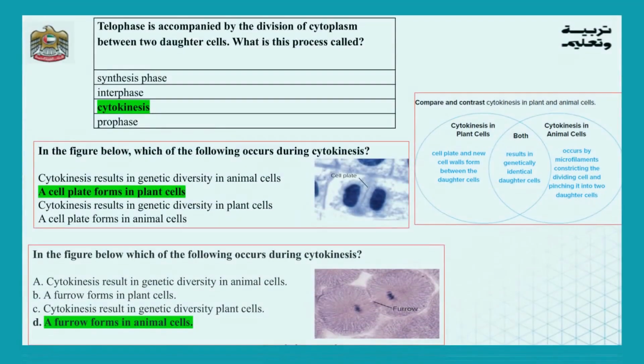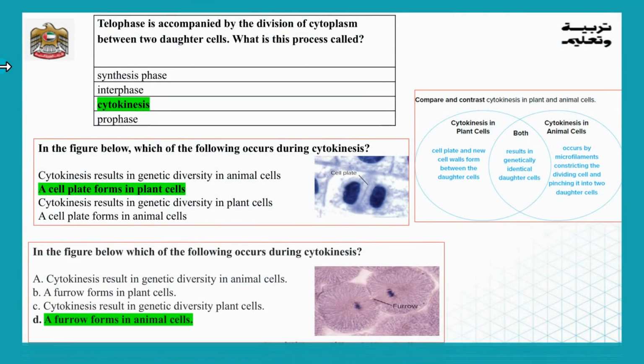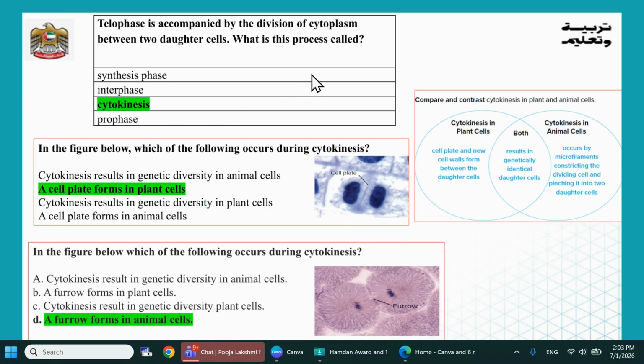Okay, so next are questions based on this. How is cytokinesis different in plant cells and animal cells? They generally ask you this. These questions are taken from previous exams. Like here, which of the following is occurring during cytokinesis?